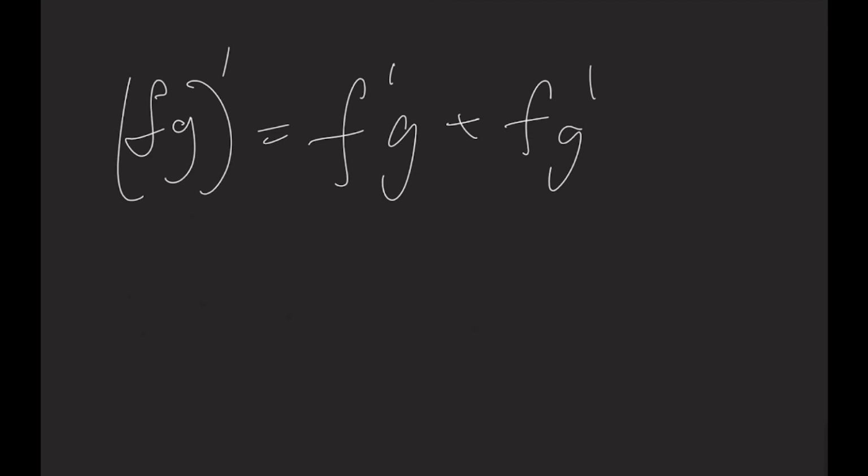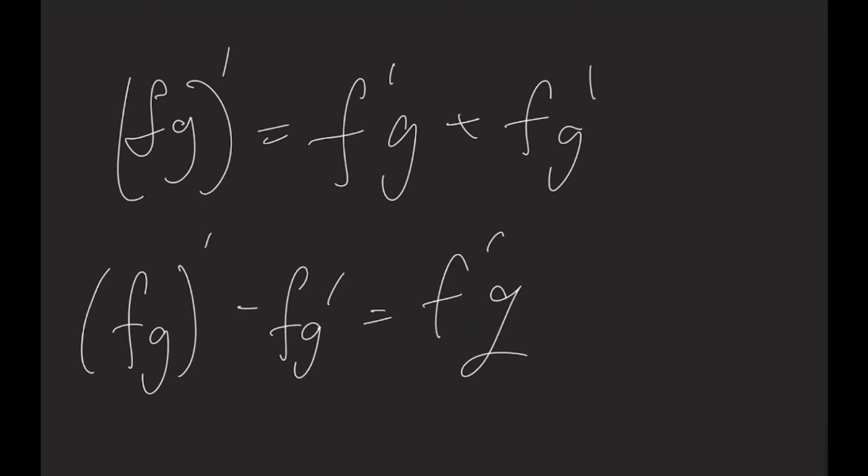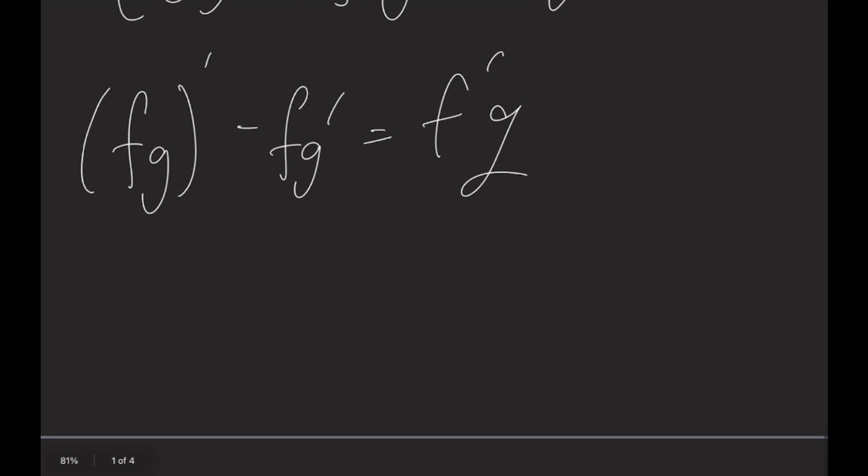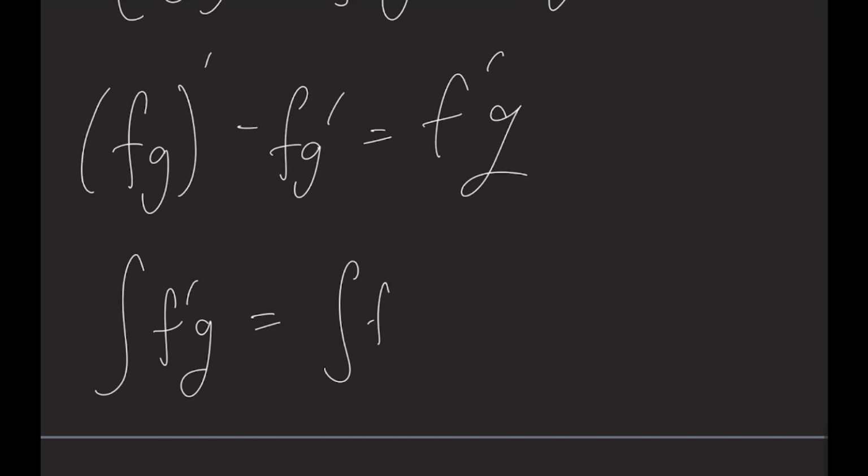And then obviously you are going to see that if we subtract f g prime from one side, we're gonna get this. Okay? And then from here, if we integrate the right side, we'll get the integral of f prime g, and it's equal to the integral of (fg)' minus the integral of fg prime.